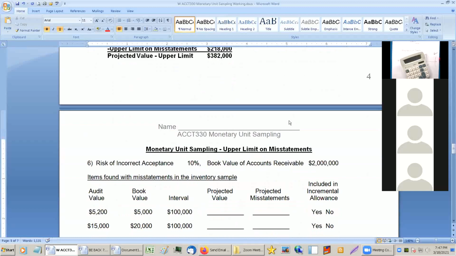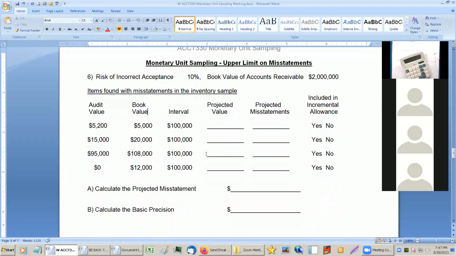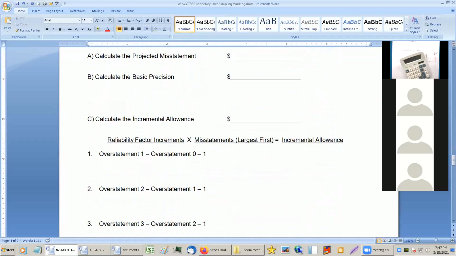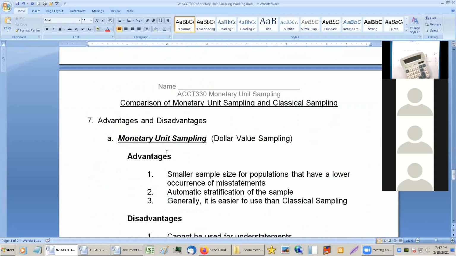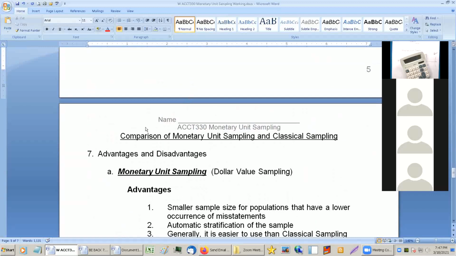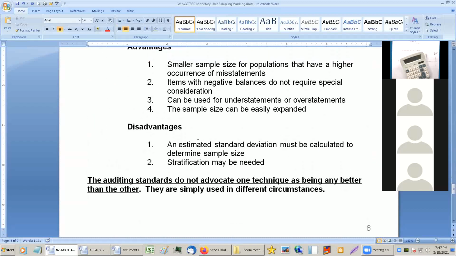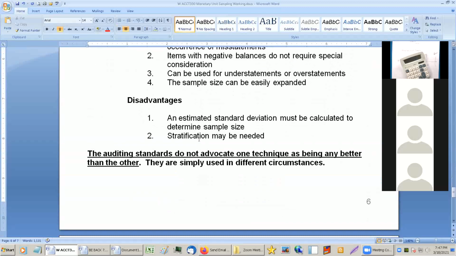Okay. I'm going to talk about this one in a second. I think I'll give that one to you as homework. But let's go down here. I just want to talk about the pros and cons of it. So this is the second to the last page, I think.